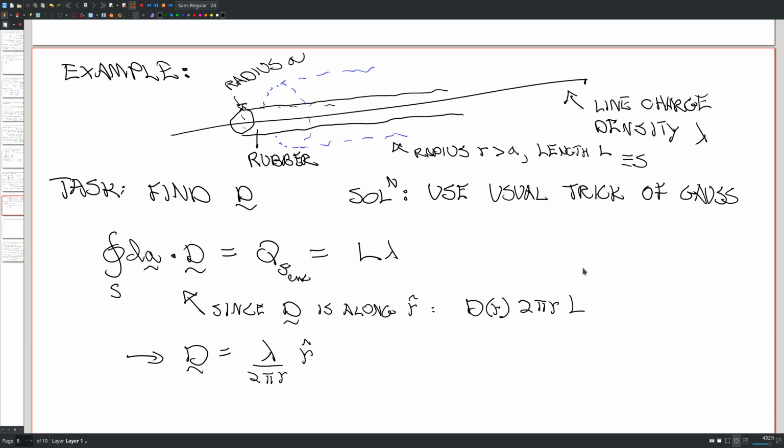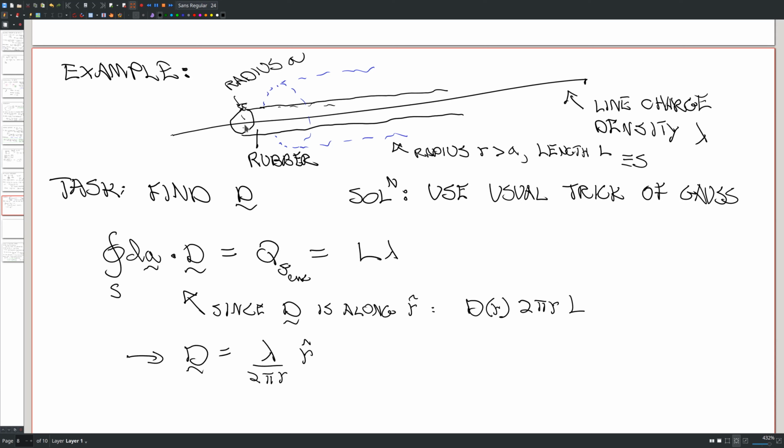So who votes for only valid from r equals a to r infinity, but not valid inside? Don't be shy. Okay. Who votes for valid between 0 and a, but not outside? Okay. Who votes for everywhere? You've got to commit. Okay. So you voted twice, which is always the safe option.